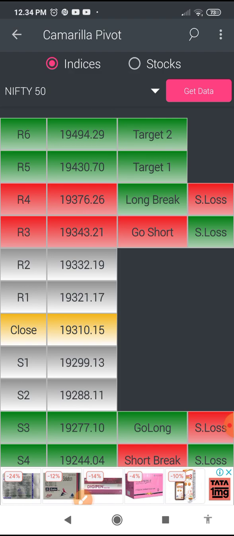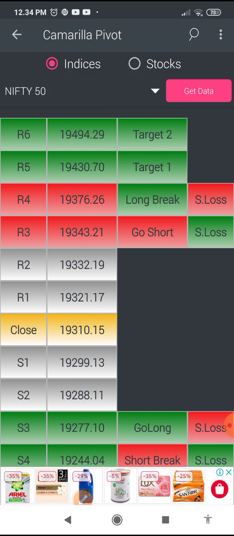So your target 1 will be R5, which is 19430, and target 2 will be R6, which is 19494. Okay. So this is one way of trading when the Nifty is above the R1, R2 and R3 levels. Now suppose Nifty is above R3, then you get a bearish candle, near about R3. R3 is 19343, so it is shown here. Go short. If you go short, your stop loss will be the R4 level.